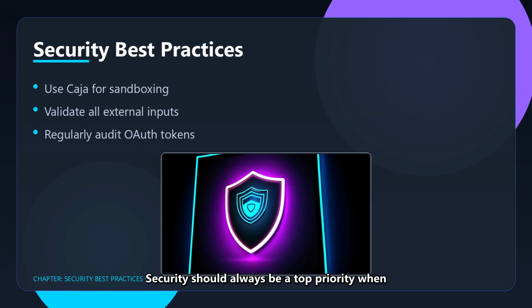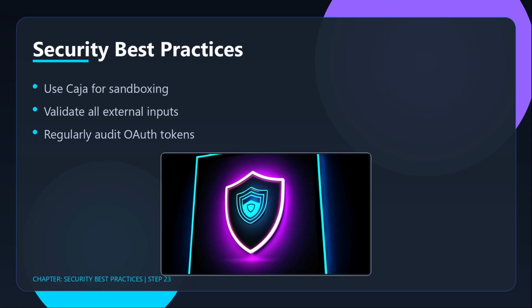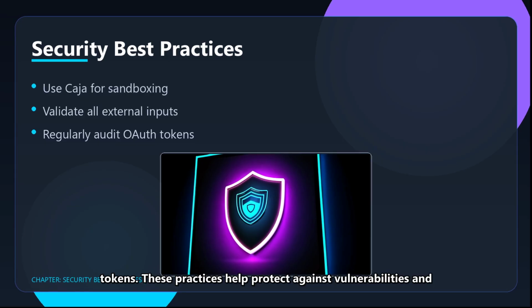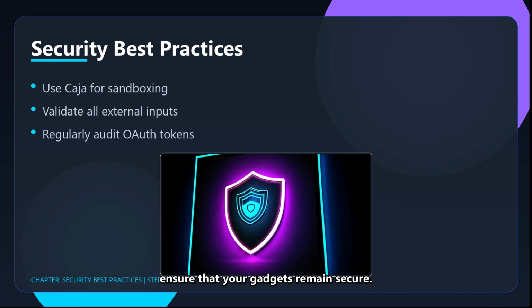Security should always be a top priority when working with Shindig. Use Caja to sandbox JavaScript, validate all external inputs, and regularly audit OAuth tokens. These practices help protect against vulnerabilities and ensure that your gadgets remain secure.